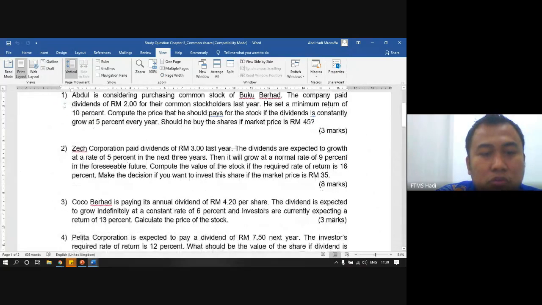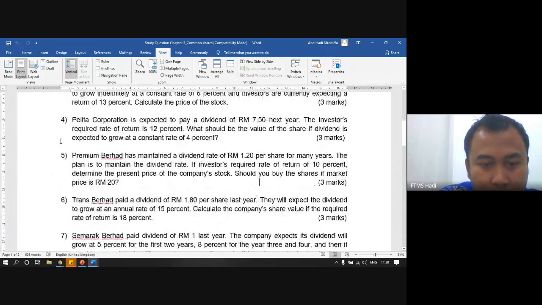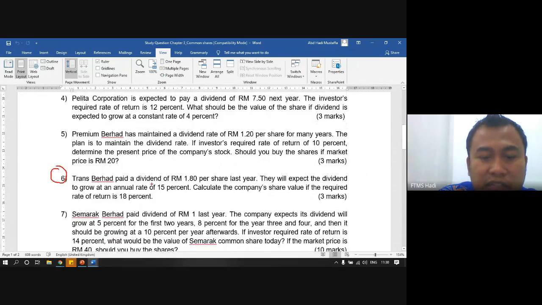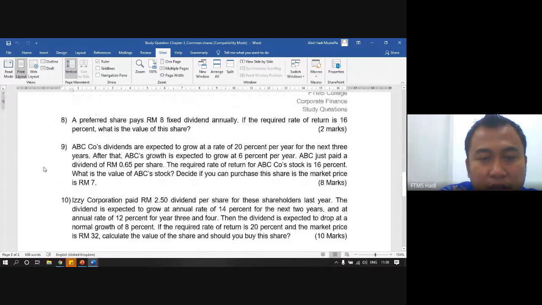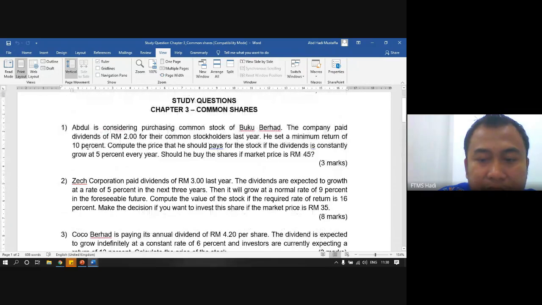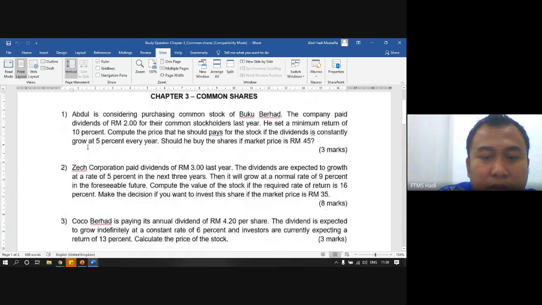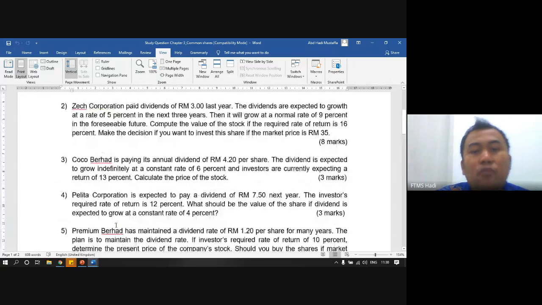Question number 3, also using the second model. And then question number 4, also using the second model. Question number 6, also use the second model. And that's it. Okay, I repeat again. The questions that you can use for the second model are question 1, question 3, question 4, and then question 6. Okay, why are we saying that?